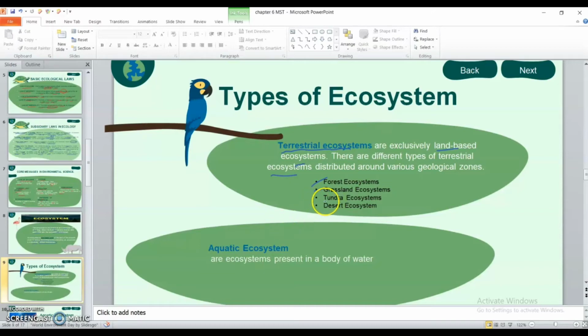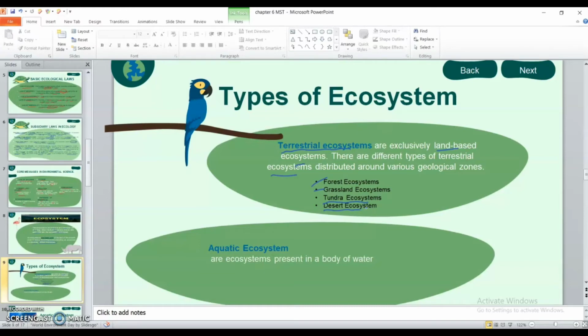The next is the tundra ecosystem. That is devoid of trees and is found in cold climates, or where rainfall is scarce. And the last is the desert ecosystem. The desert ecosystem is found all over the world, in regions of very little rainfall.